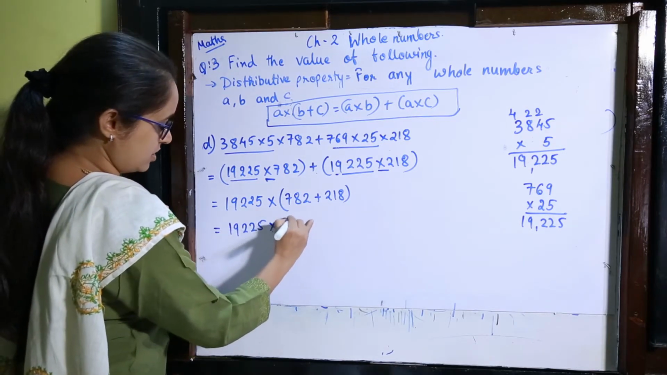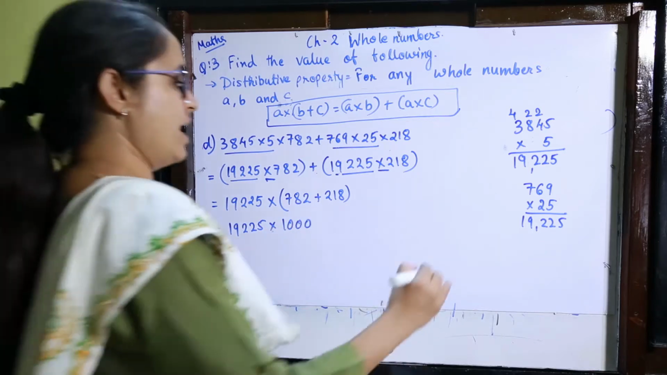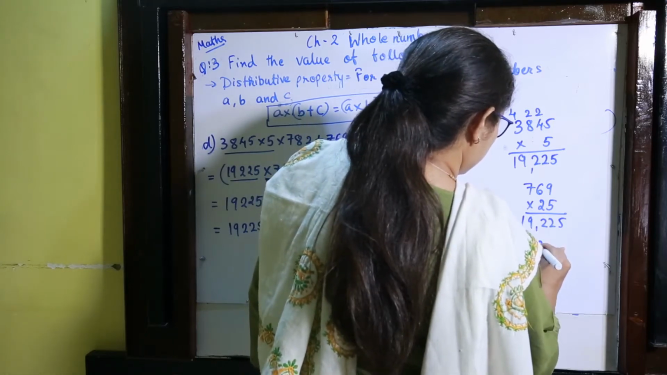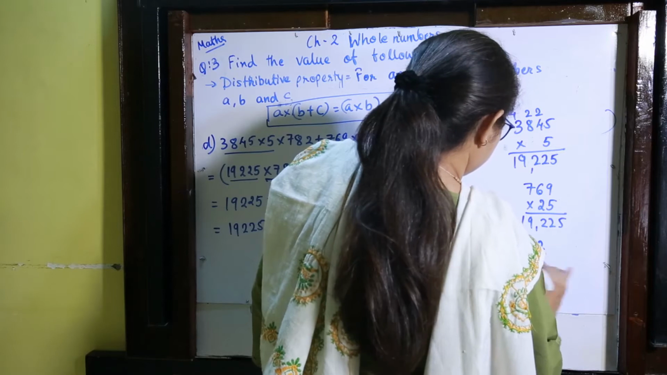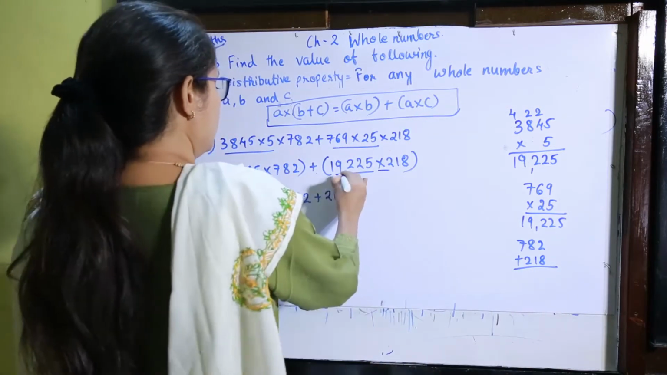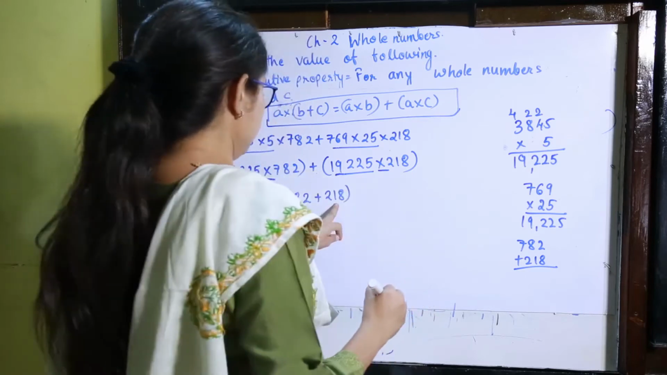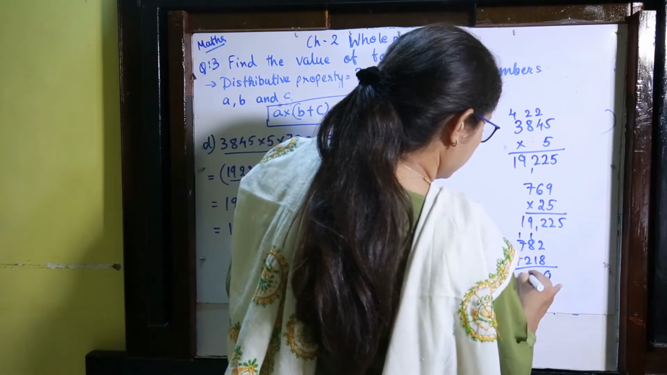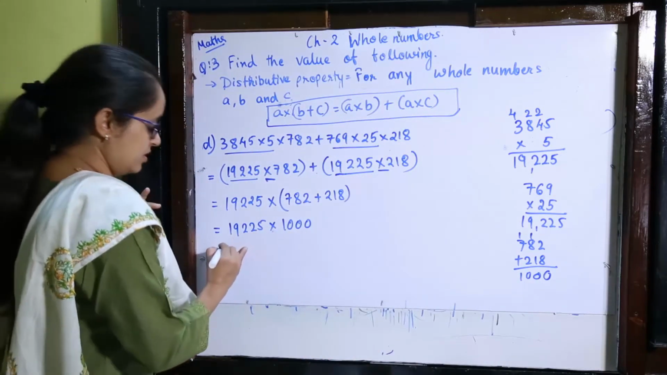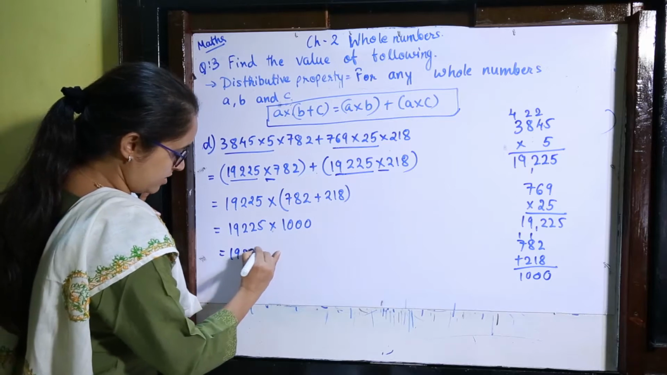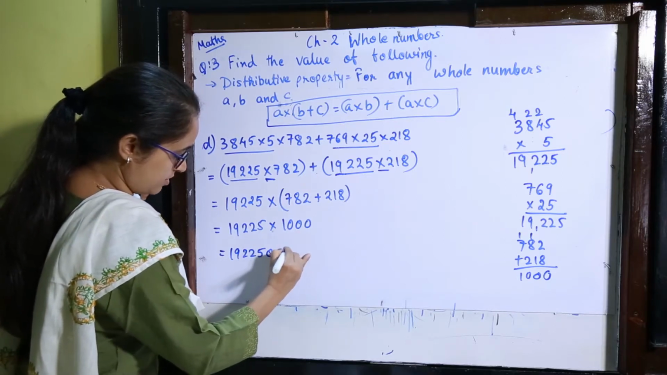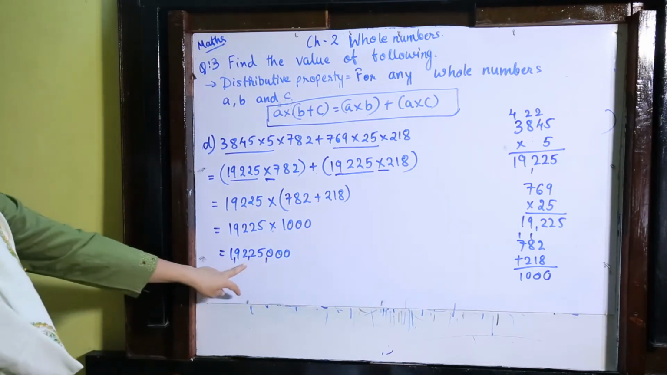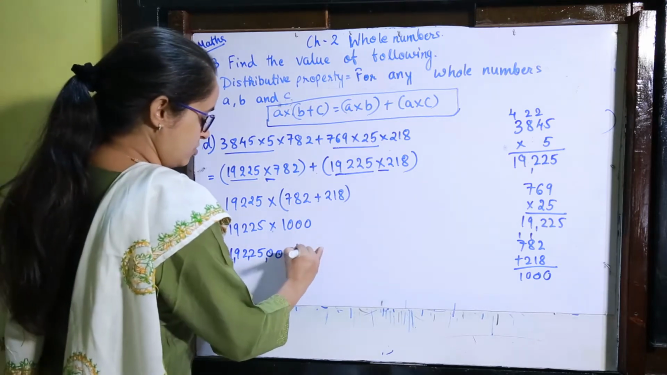19,225 multiply by 1000. If you want to add, you can add here 782 plus 218. If you multiply these 2 numbers, you will get the answer. That means you have to just add 3 zeros after the number. So that is 1,92,25,000. So this is your answer.